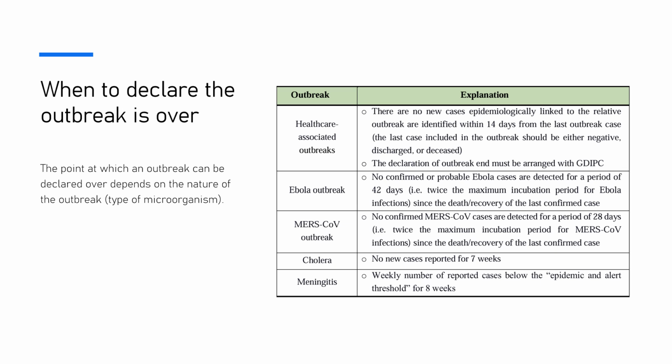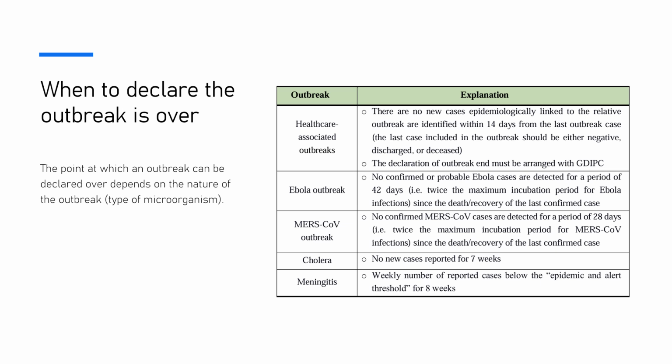This is an explanation of when to declare that the outbreak is over. For example, with healthcare-associated outbreaks, there should be no new cases epidemiologically linked to the outbreak or identified within 14 days from the last outbreak case, which is the last case included in the outbreak, who should be either negative, discharged, or deceased. The declaration of outbreak end must be arranged with the IBC.